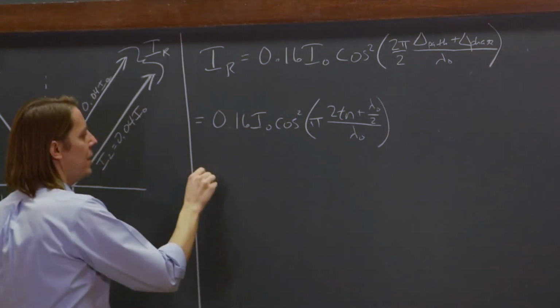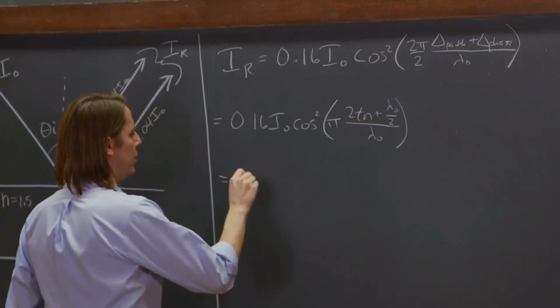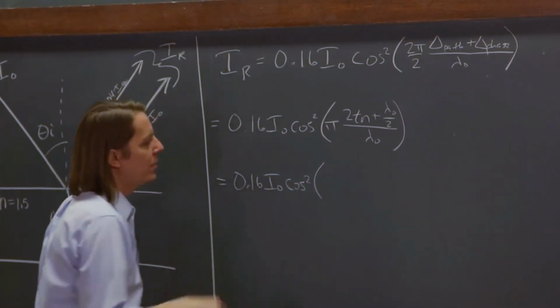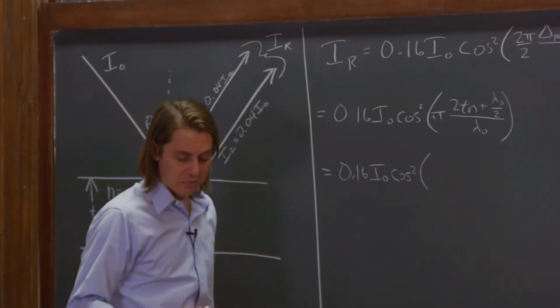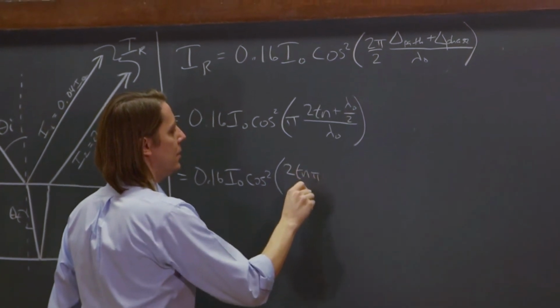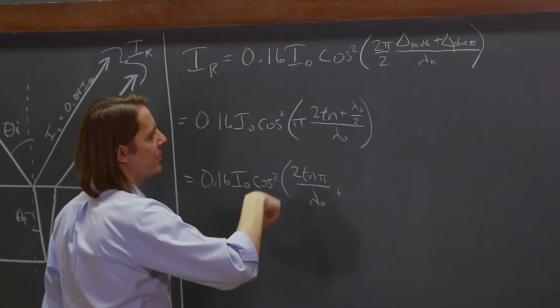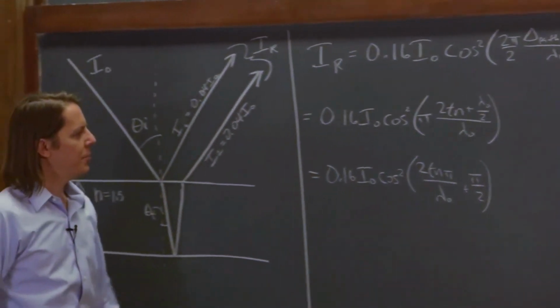So we can keep going. It's equal to, when you get down to the end, 0.16 I naught cosine squared, and we can only simplify this so far. 2t n pi, I guess we'll distribute the pi, 2t n pi over lambda naught plus, and we'll just cancel, plus pi over 2. And that's probably far enough.